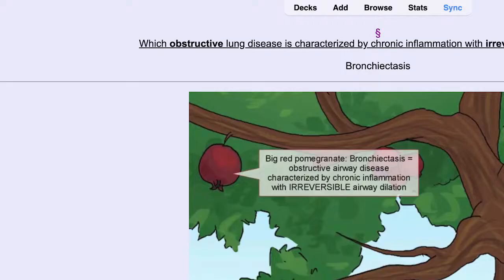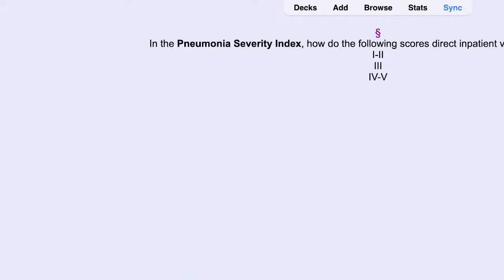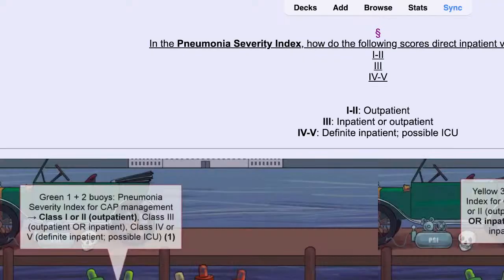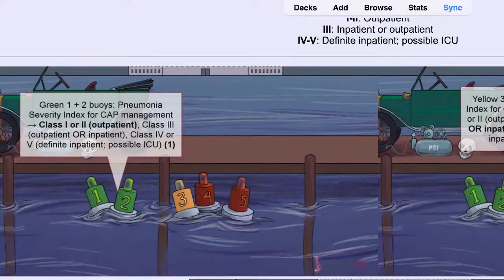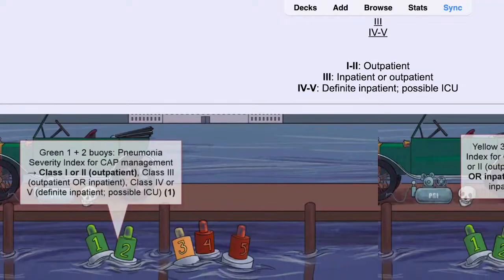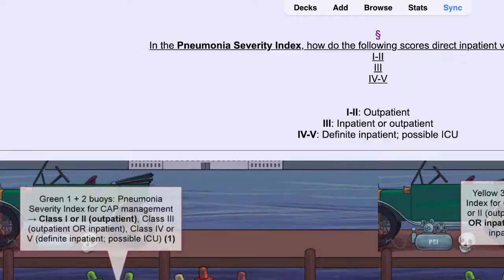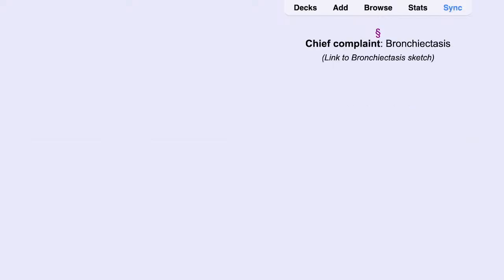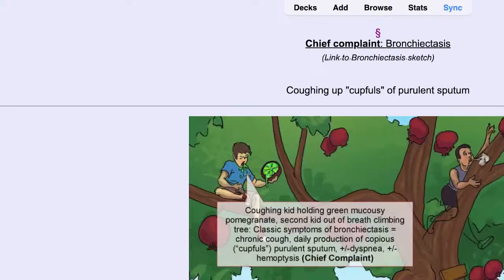Alright, so we're going to move on. The PSI, how do you score? I don't know, direct or outpatient. 1 to 3, class 1 and 2 is outpatient. 3 depends. 4 or 5 is inpatient. Never mind. That's PSI. Some chief complaints of bronchitis as well: dyspnea, a cup full of sputum, mucus.